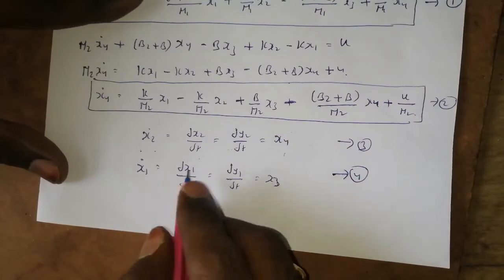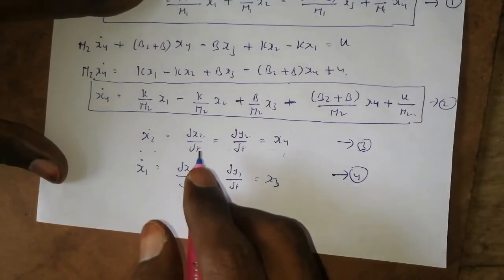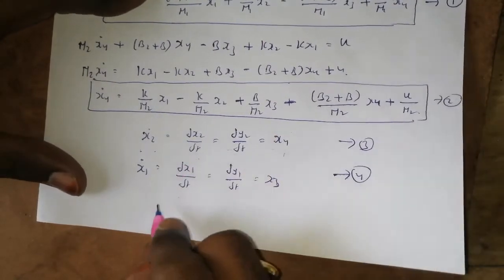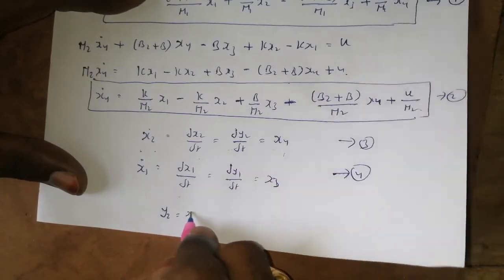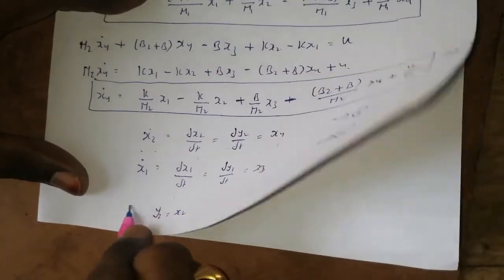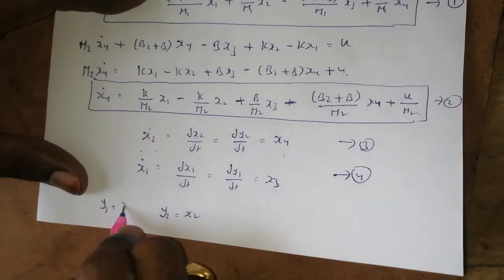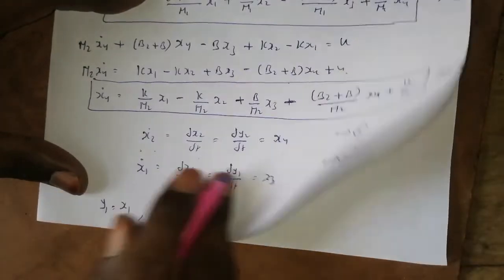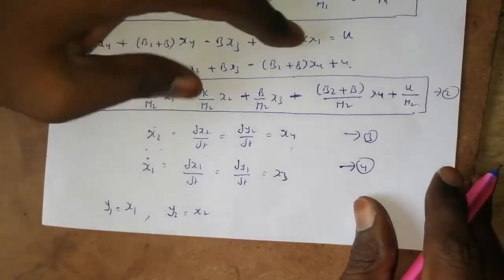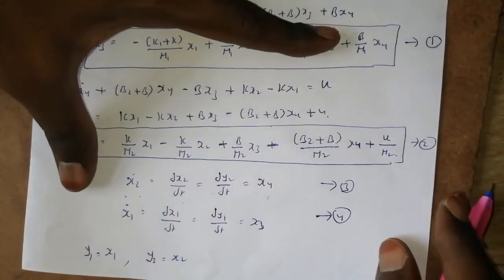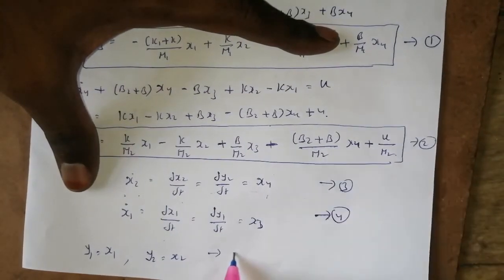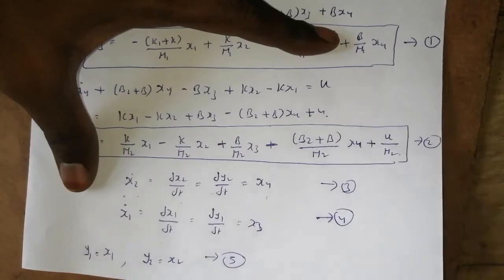Similarly, what is the output here? y2 is an output. So y2 is equal to x2 and y1 equals x1. So these two are output equations. By using these 5 equations, we can form the state model equation. Let me see how it will be formed.